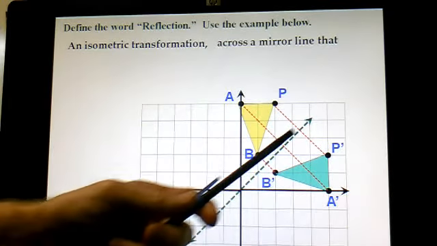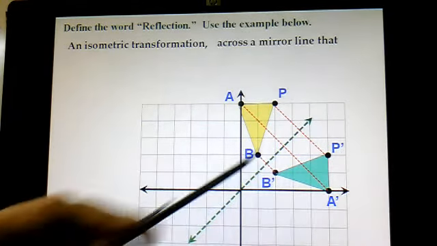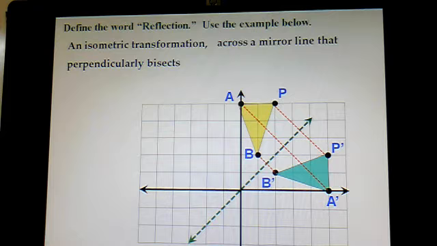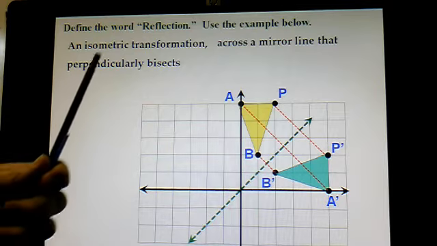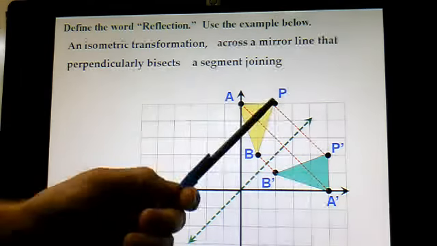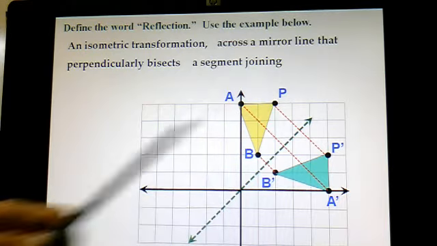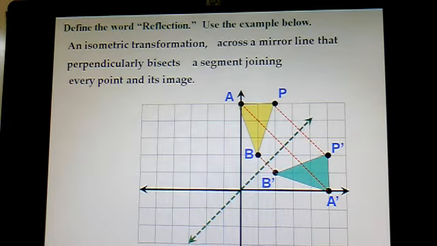The mirror line is, first of all, perpendicular to the images and the pre-images, and also it bisects each one of those. So somewhere in your definition, hopefully you had the word perpendicular or bisect in there. And it bisects a segment joining a pre-image to its image. That's how I'm finishing this out.